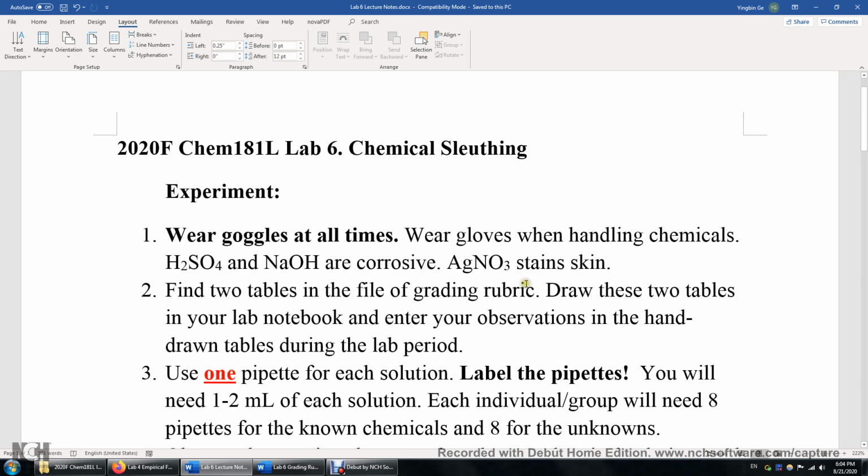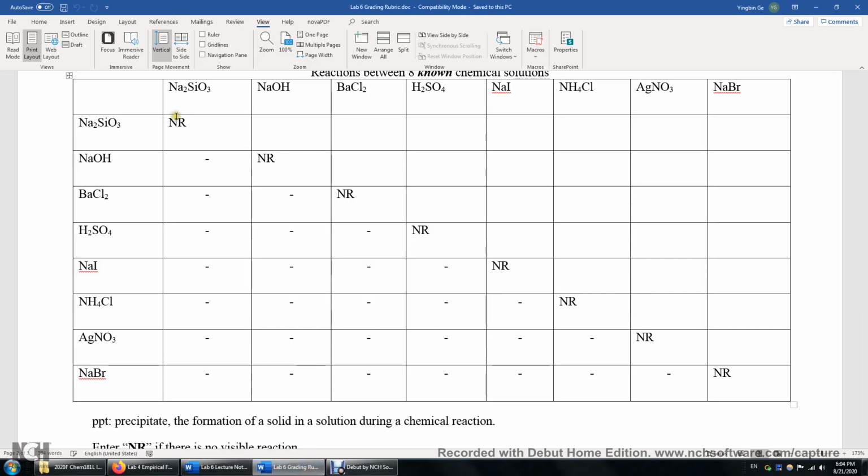So first, let me show you a table of the 8 known chemicals. They're right here: sodium silicate, sodium hydroxide, barium chloride, sulfuric acid, sodium iodide, ammonium chloride, silver nitrate, sodium bromide. And then you will react every chemical with all other chemicals. For example, sodium silicate will react with sodium hydroxide, barium chloride, sulfuric acid, etc.